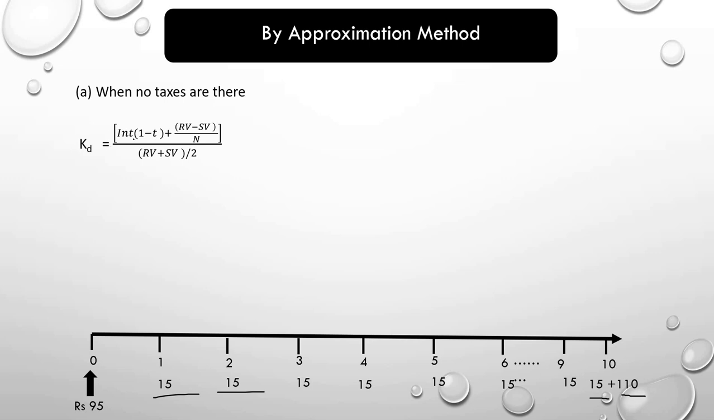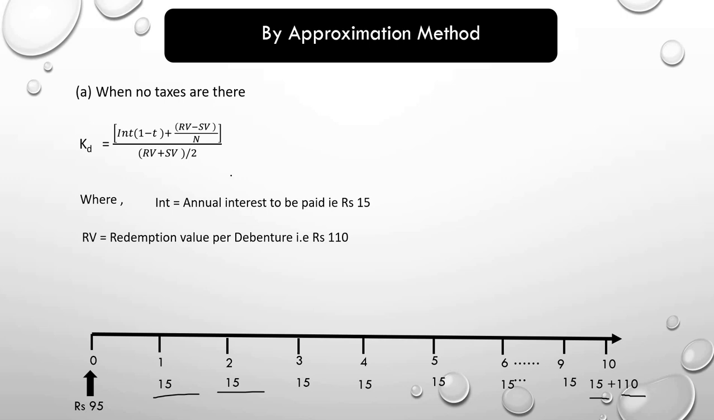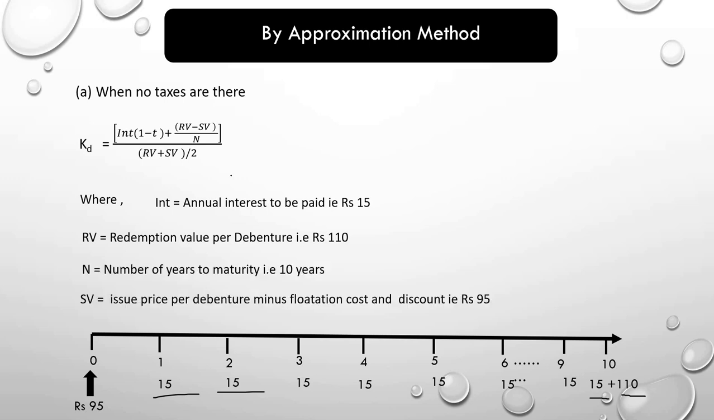KD will be equal to interest (1 minus T) plus redeemable value minus sale value, or you can say issue value, divided by N, where N means number of years, whole divided by (RV plus SV) divided by 2. Our annual interest paid, as we have already discussed, is rupees 15. Your redeemable value is 110. Your number of years to maturity is 10 years, and sale value, or issue price, is 95. Since in this question no flotation cost is there, we have not subtracted it.